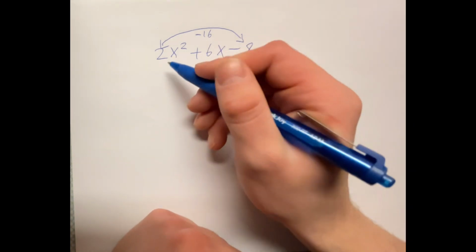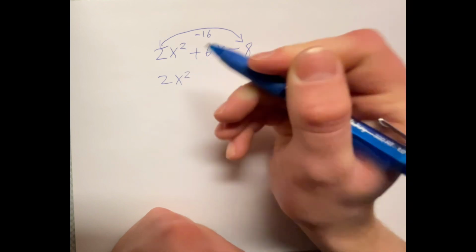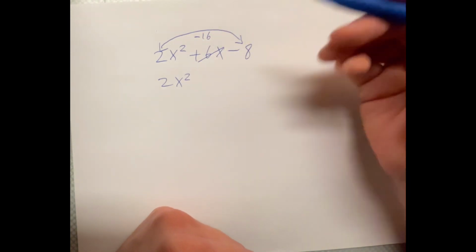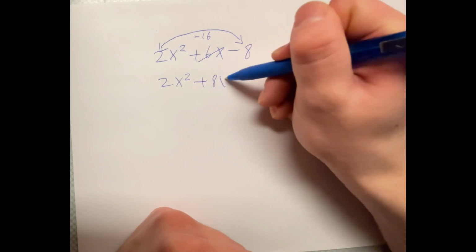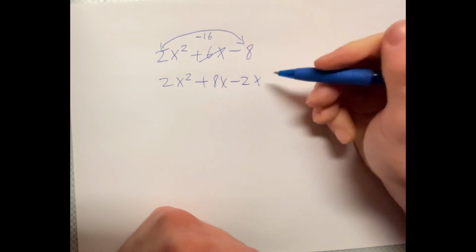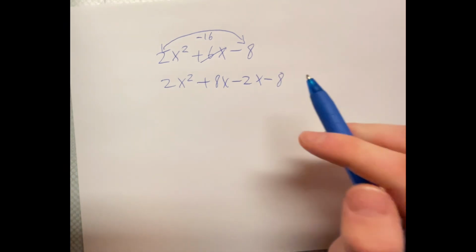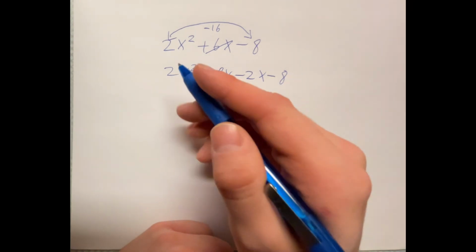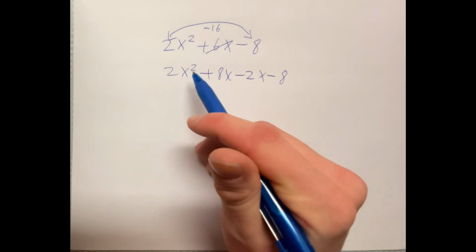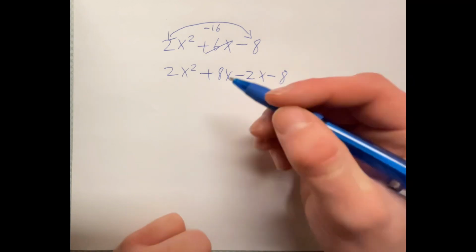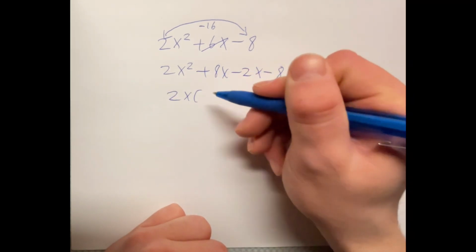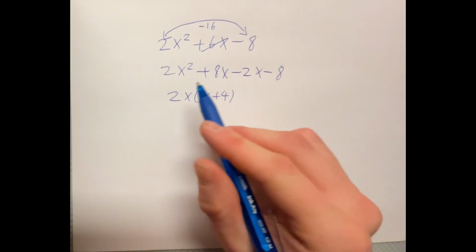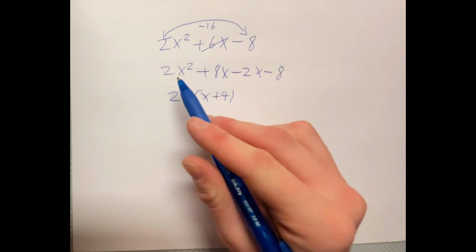Now we write out our x squared coefficient, and this will cancel out, and you use your two new numbers. So you're going to add the 8x minus 2x, and then minus 8. You keep the constant and the x squared coefficient. Now we want to factor out. What can we take out of 2x squared plus 8x? We can take out 2x, and this would be x plus 4. 2x times 4 is 8x, and 2x times x is 2x squared.